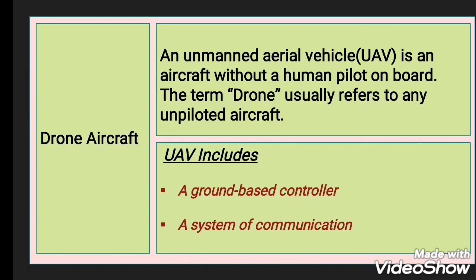So what is it? Yes, a drone aircraft, an unmanned aerial vehicle, is an aircraft without a human pilot on board. That means they are not using any human. It just depends on machinery and is controlled by a radar signal, and we call it an aerial vehicle. The term drone usually refers to any unpiloted aircraft. Got it? That means there is no pilot.